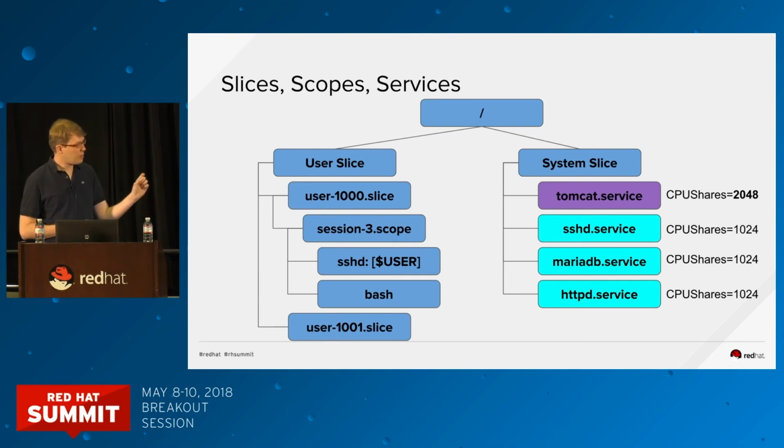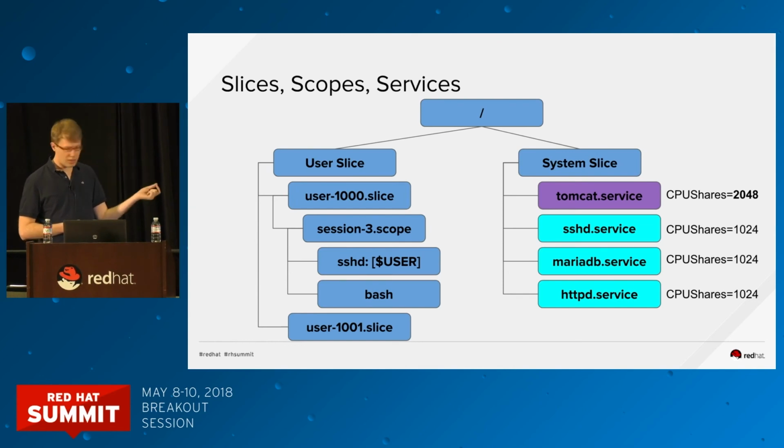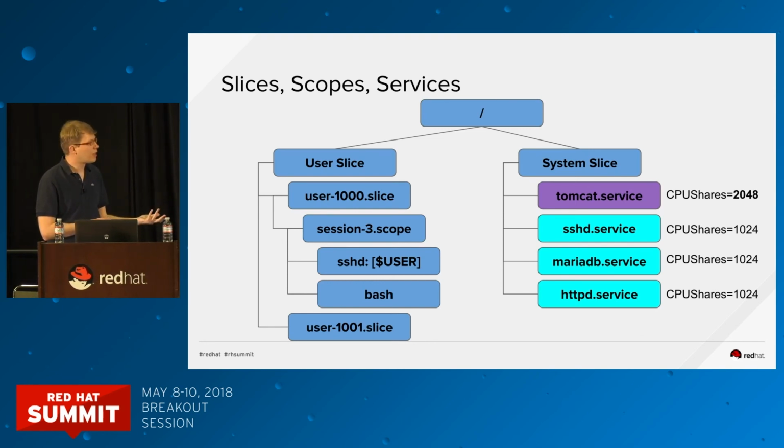Talking about the CPU shares concept again, by default, every service gets CPU shares equal to 1024. But if you change that, for example for tomcat.service, we now increase that to 2048. What that basically means is that if the system is under pressure, then Tomcat will get twice as much CPU time as the other ones will individually.